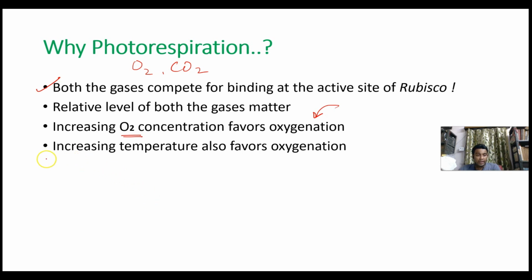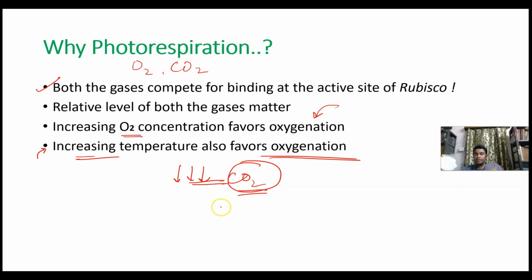This is one thing. And the last point, if you see, increasing temperature also favors oxygenation. If the temperature keeps on increasing, it decreases the solubility of the gases. Increasing temperature will decrease the solubility of the gases, specifically of carbon dioxide. So when the temperature is pretty high, the solubility of carbon dioxide will be low. As a result, carbon dioxide won't be able to reach that particular cell organelle where photosynthesis takes place. But this will not have any effect on the oxygen. As a result, oxygen will show its affinity as usual, whether the temperature is increasing or decreasing. Finally, photorespiration will happen. That's it, guys.